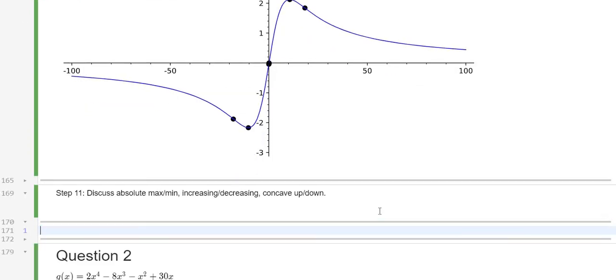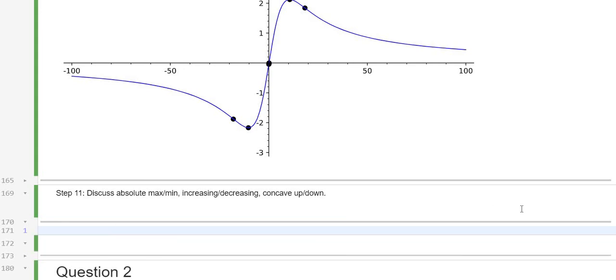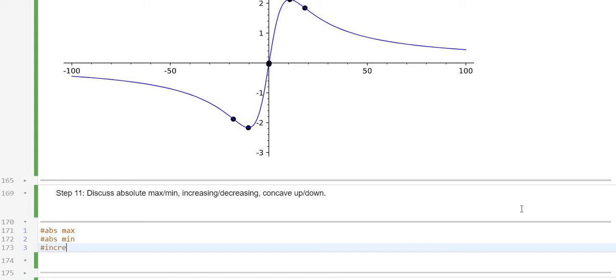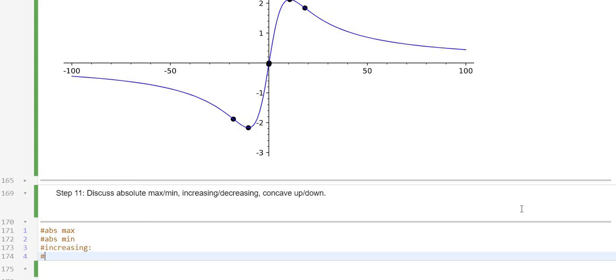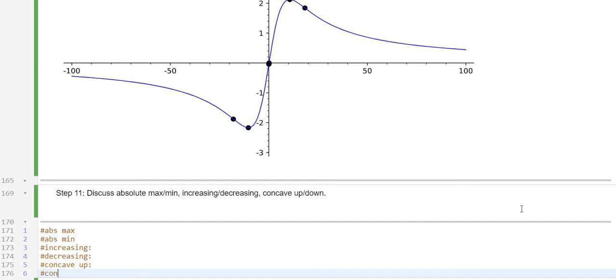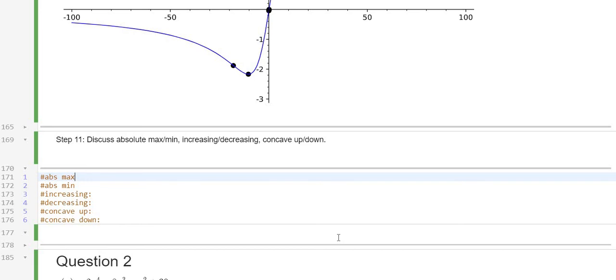Now I'm going to use this picture to ask where is the absolute max, and where is the absolute min, and where is the function increasing, and where is the function decreasing, and where is the function concave up, and where's the function concave down. Now, this little pound sign in front tells it that it's a comment. So if I accidentally hit run, it won't give me a big error. You don't have to do that, but then you won't be able to run. Okay, so look at the picture.